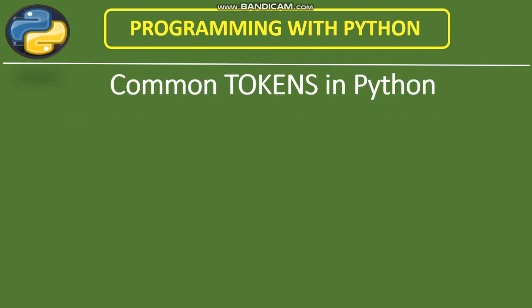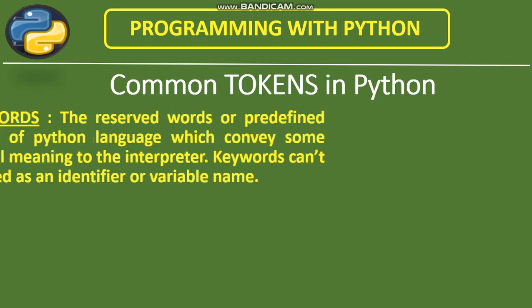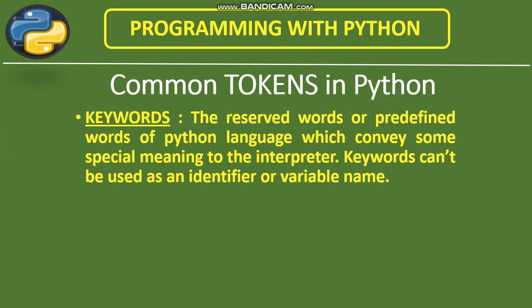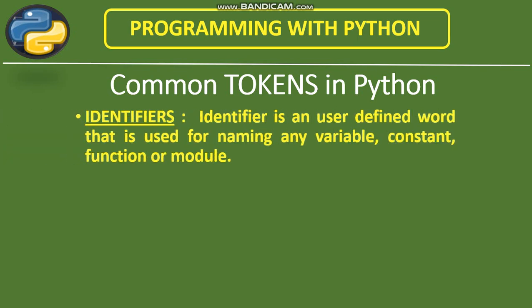So there are different types of tokens used by a Python program. The common ones are: number one, keyword. A keyword is a kind of reserved word that has some predefined meaning, like for, if, while, print or any other predefined statement or word that cannot be used as a user defined word. That is called a keyword. Identifier, another token, and it is a user defined word.